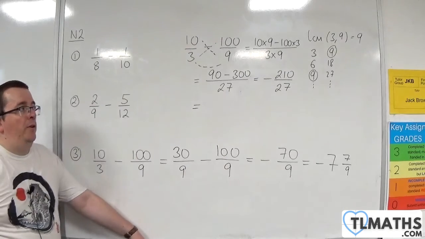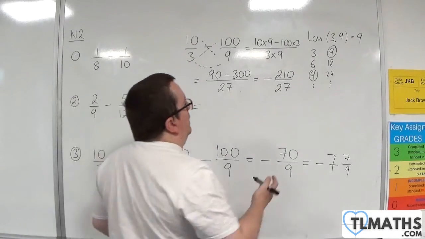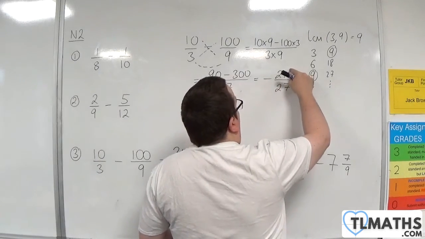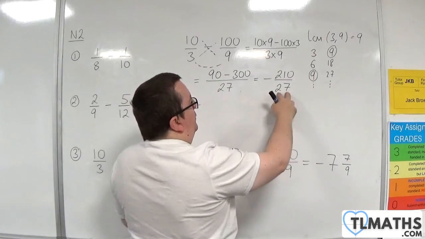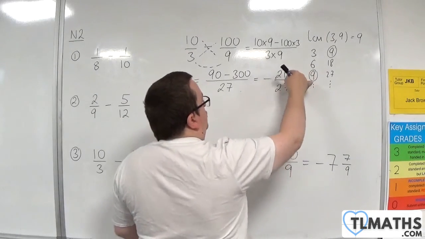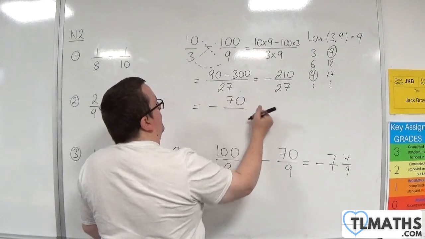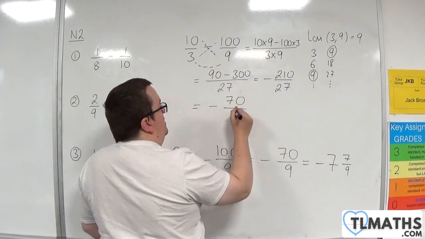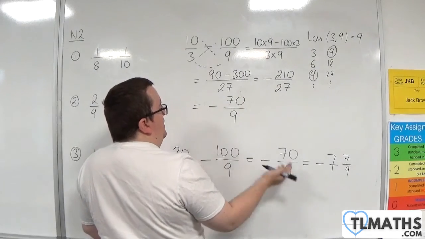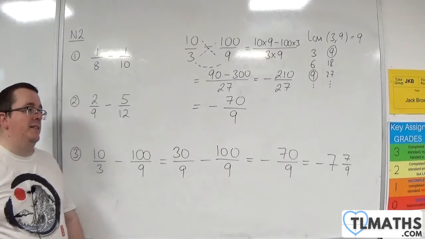Again, you can spot that both of these are divisible by 3. So 2 plus 1 plus 0 is 3, which is divisible by 3. 2 plus 7 is 9, which is divisible by 3. So 210 divided by 3 is 70. So minus 70 over 27 divided by 3 is 9. So minus 70 over 9, just as we had before. And so that could be written as minus 7 and 7/9.